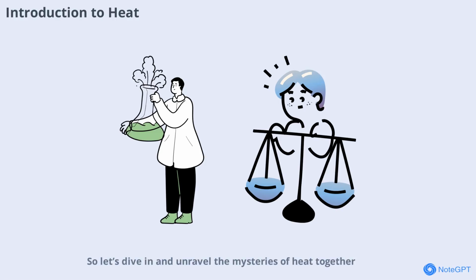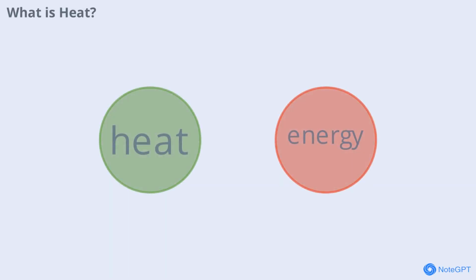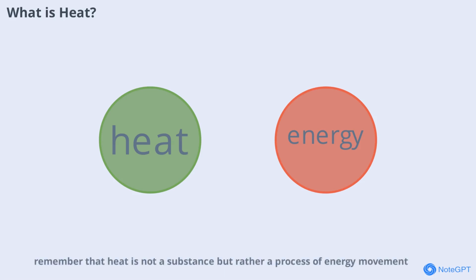So let's dive in and unravel the mysteries of heat together, setting the stage for a deeper understanding in the coming scenes. Heat is a form of energy that transfers from one body to another due to a difference in temperature. It always flows from a hotter object to a colder one until both reach the same temperature. This transfer of energy can happen in various ways, which we'll discuss in detail later. For now, remember that heat is not a substance, but rather a process of energy movement. This distinction is key to understanding many thermal phenomena you encounter in your studies and daily life.